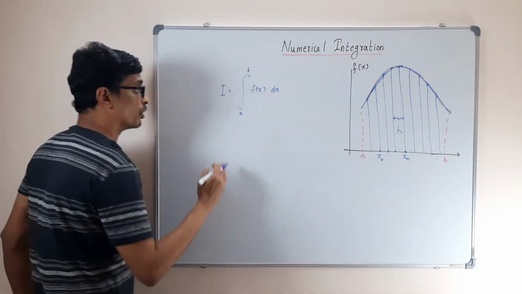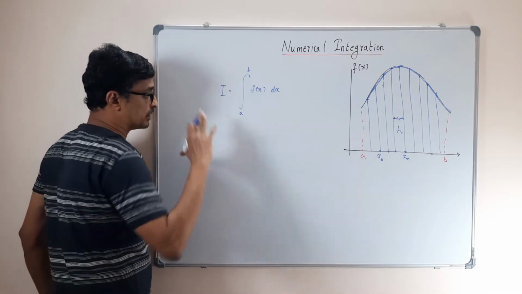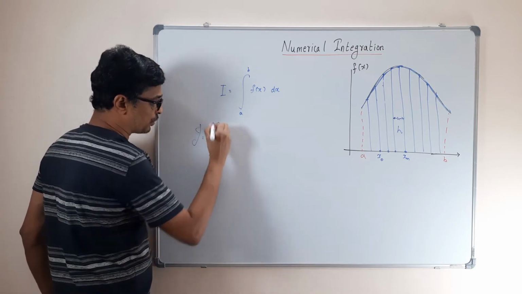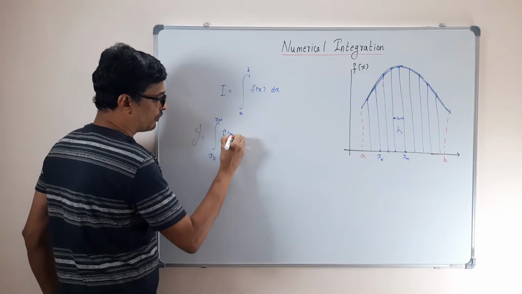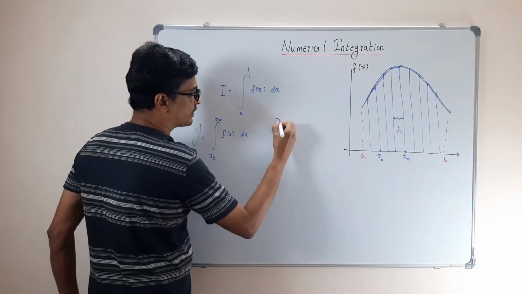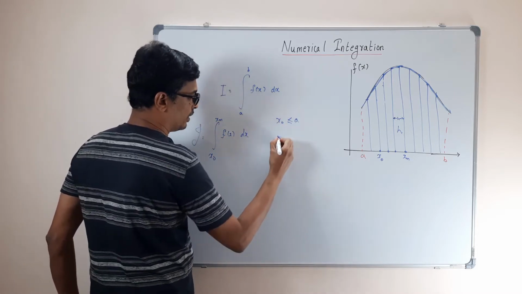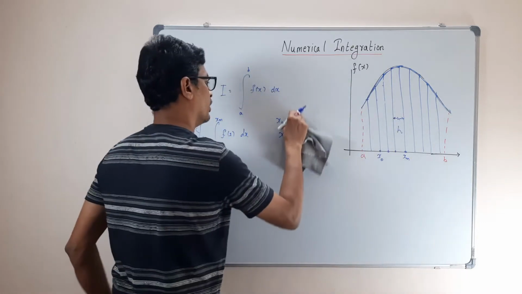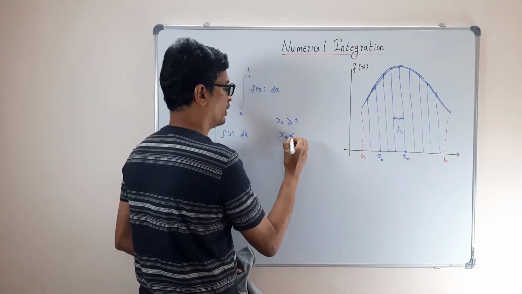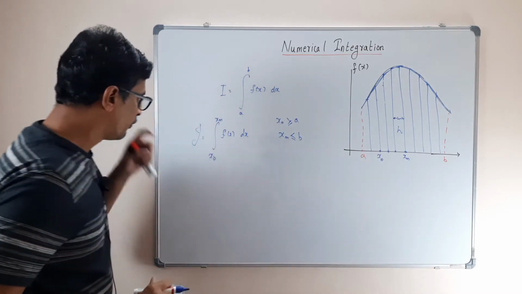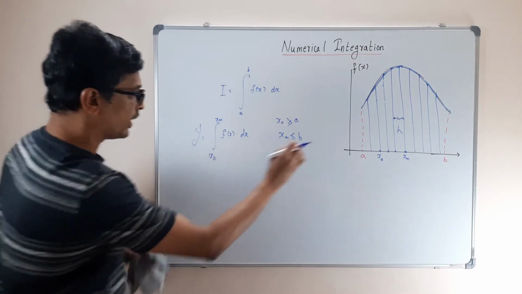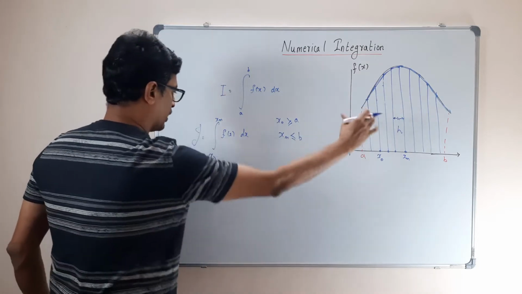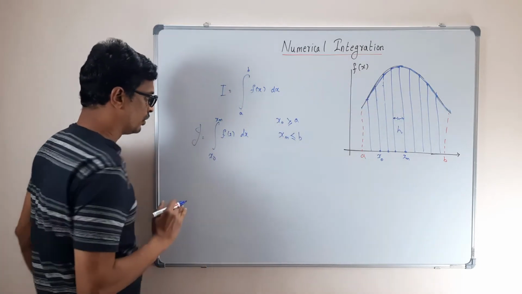First step is to construct a polynomial. So instead of performing this integration, I am going to perform another integration, I equal to the integral from x0 to xm of f of x dx, where x0 is less than or equal to a and xm is greater than or equal to a, less than or equal to b. Fine. So now I have taken a small segment of this integrand, and I will derive an algorithm and then repeat for all the values.